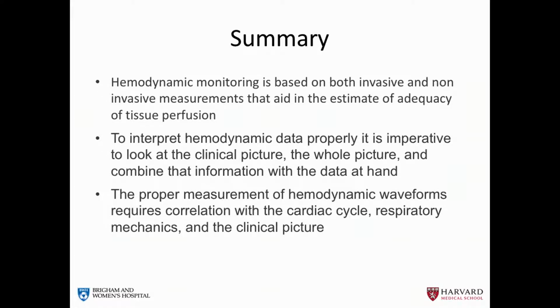So to summarize then, hemodynamic monitoring is based on both invasive and non-invasive measurements that aid in the estimate of the adequacy of tissue perfusion. To interpret the hemodynamic data properly, it is imperative to look at the clinical picture, the whole picture, and combine that information with the data at hand. The proper measurement of hemodynamic waveforms requires correlation with the cardiac cycle, with interpretation of respiratory mechanics, and the overall clinical picture.